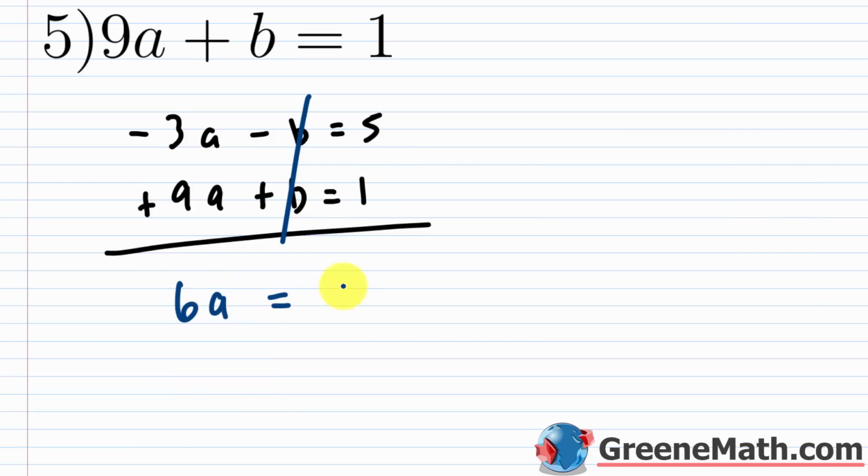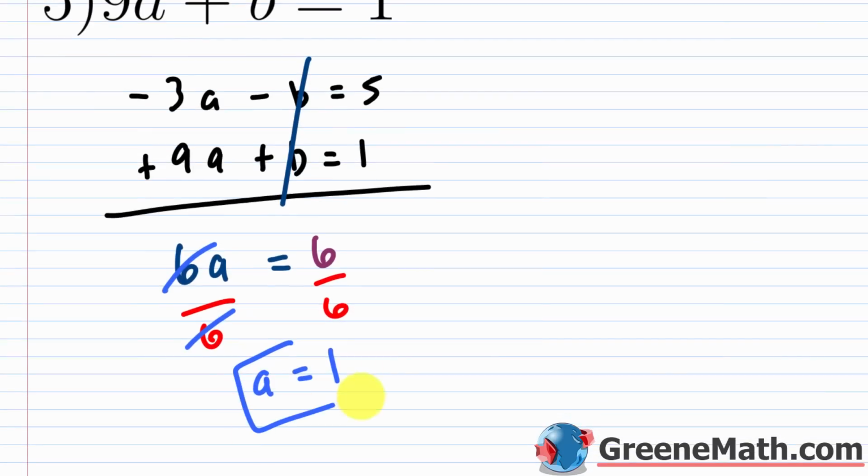And this equals 5 plus 1, which is 6. Let me fix that and make it a little bit better there. We're going to divide both sides of the equation by 6. So this would cancel with this, and you're left with a is equal to 6 over 6, which is 1. So we get a is equal to 1.